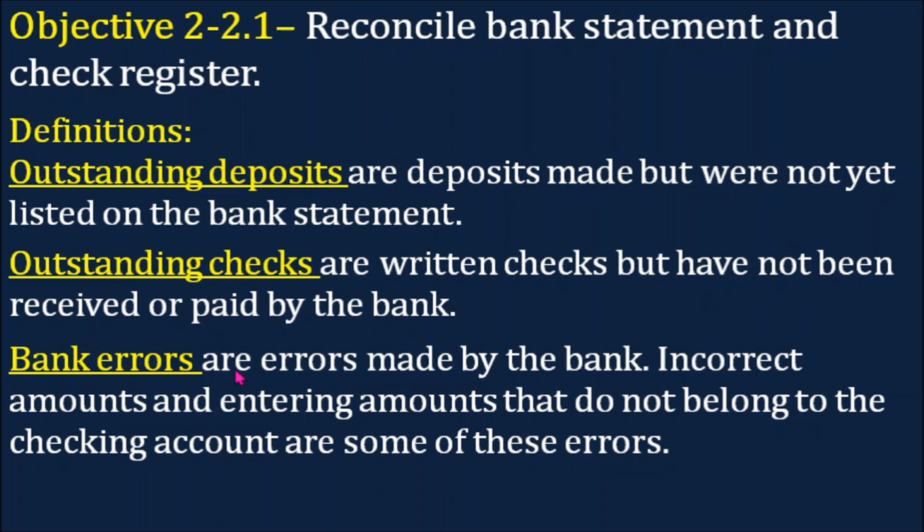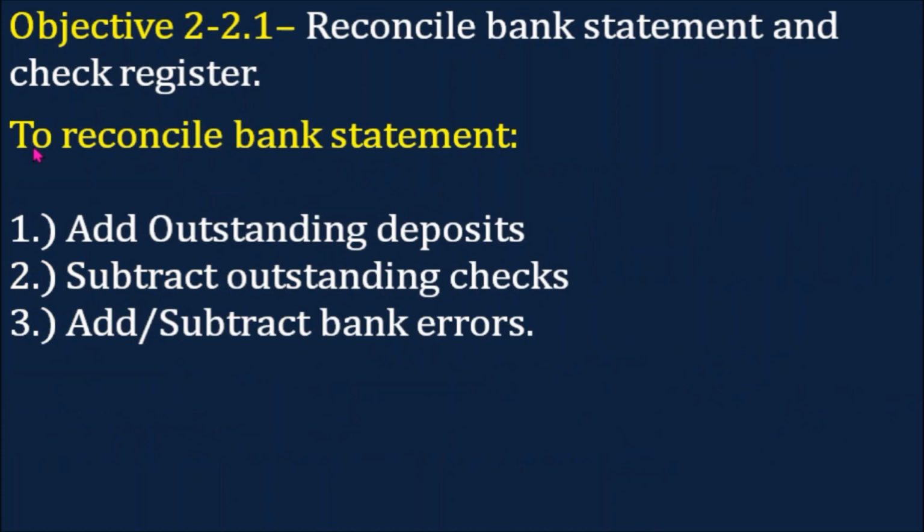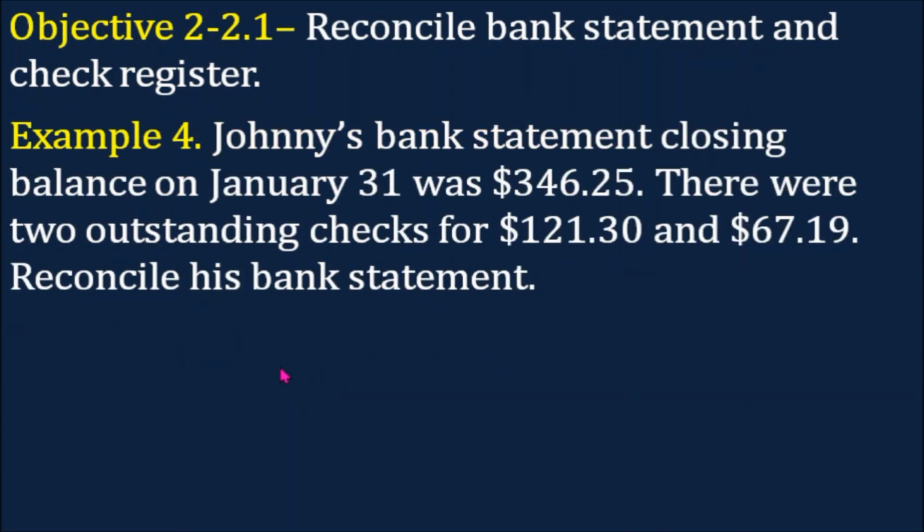Then we have bank errors, which are errors made by the bank. Incorrect amounts and entering amounts that do not belong to the checking account are some of these errors. To reconcile a bank statement, we are going to add outstanding deposits, subtract outstanding checks, then add or subtract bank errors. So in order for us to understand that, we are going to do example number 4.